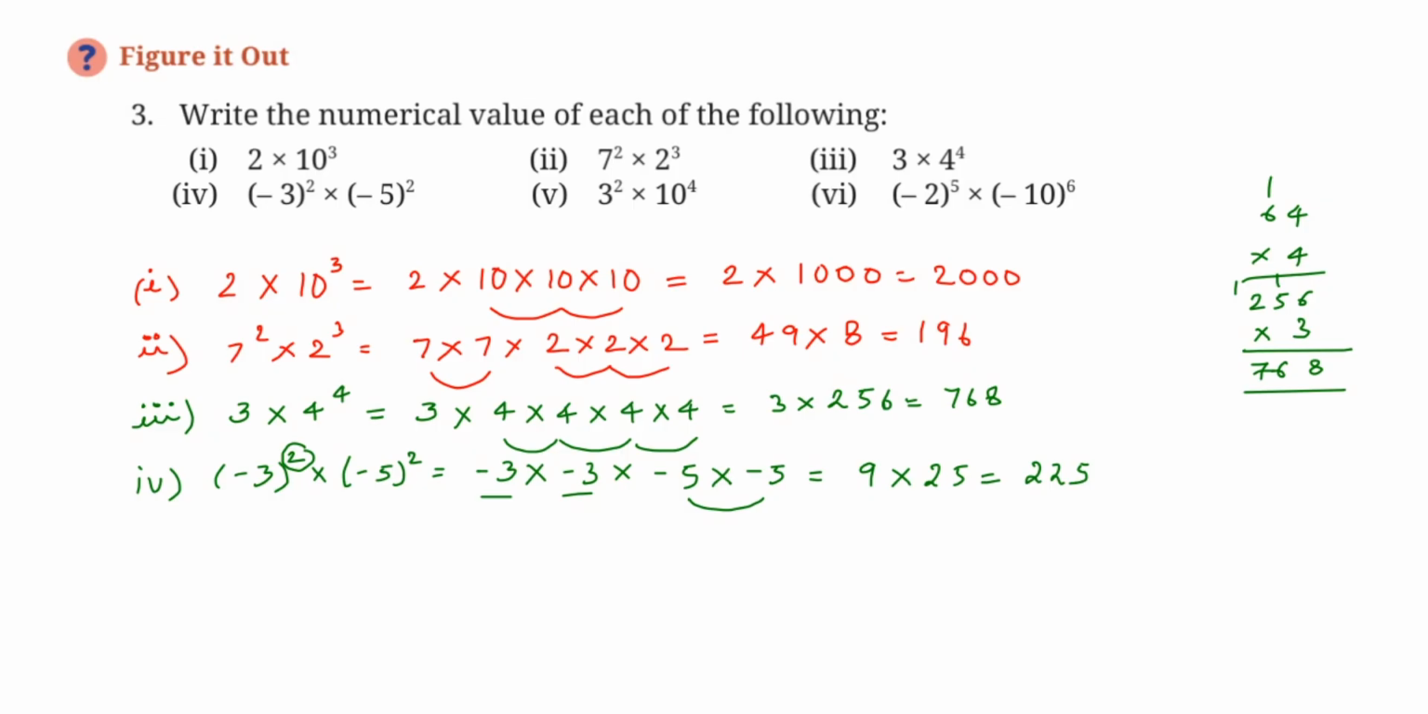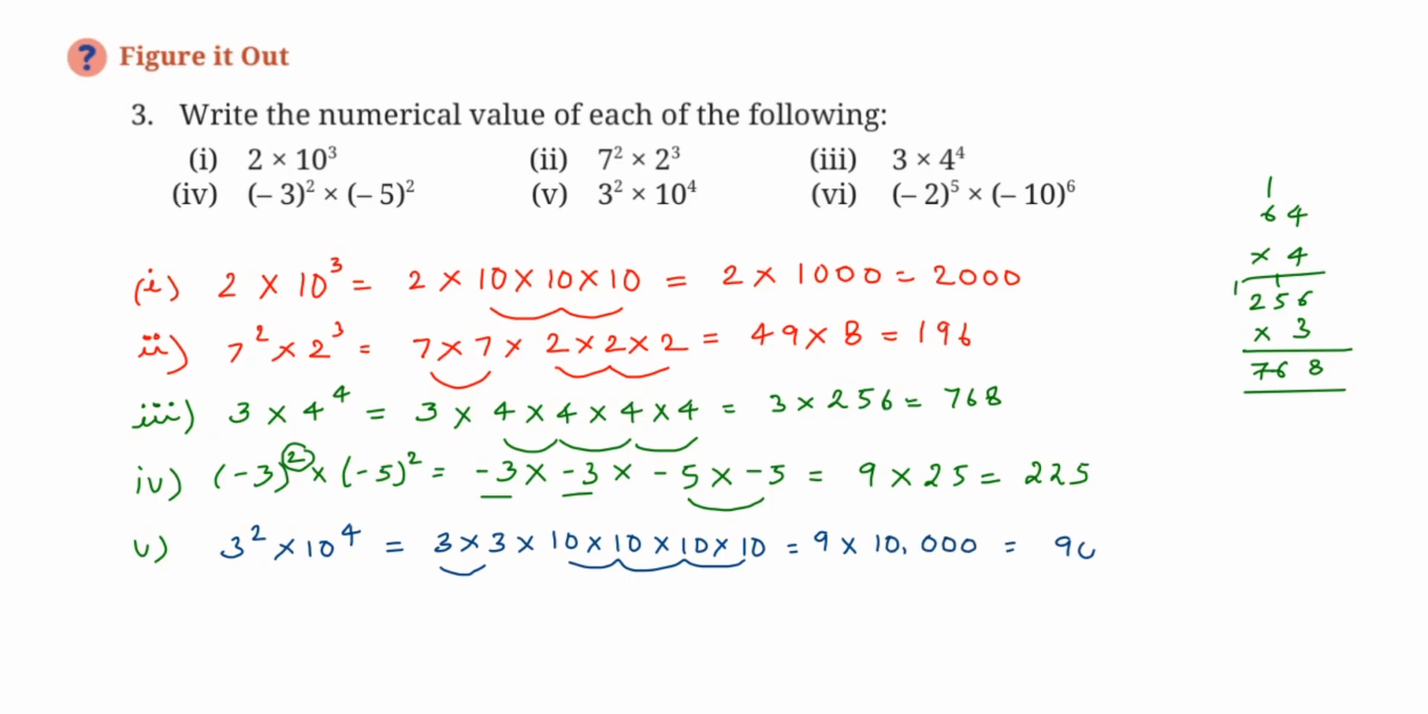That's it. Fifth question. Here we have 3 square and 10 to the power 4. Now this will be a huge number. So 3 square means you're multiplying 3 by itself 2 times, and 10 to the power 4 means we're multiplying 10 by itself 4 times. So here 3 times 3 is 9. And when you multiply 10 by itself 4 times, you get 10,000. So 10,000 times 9 is 90,000. So the answer is 90,000.